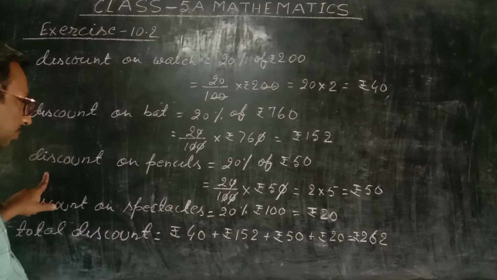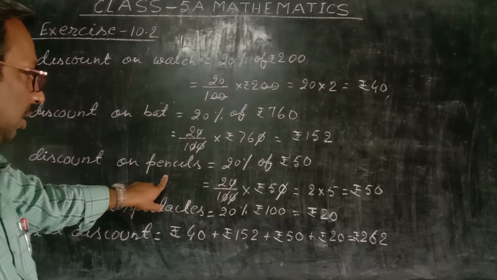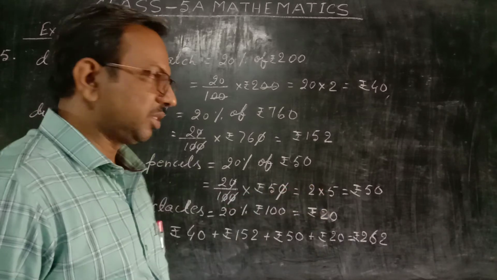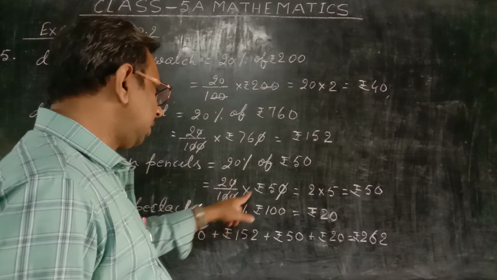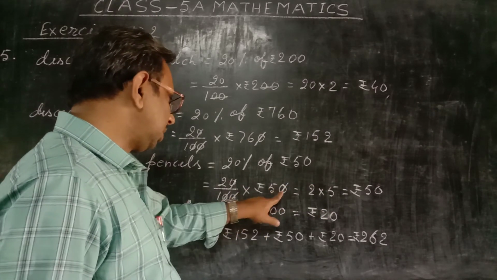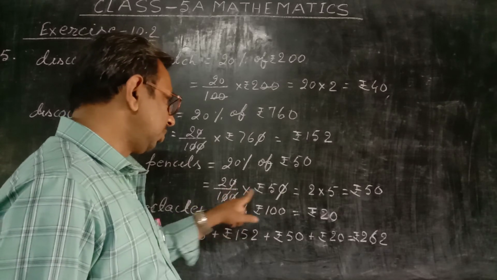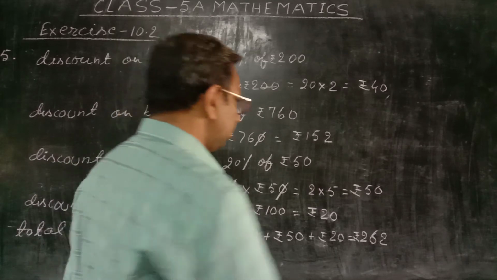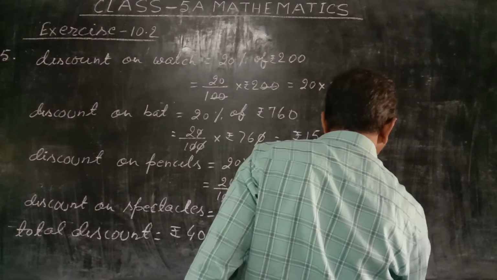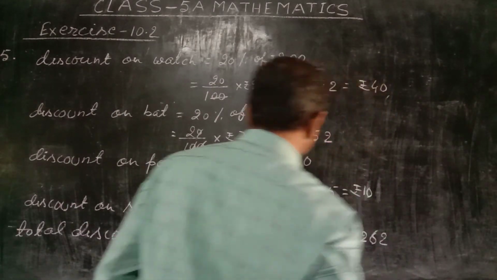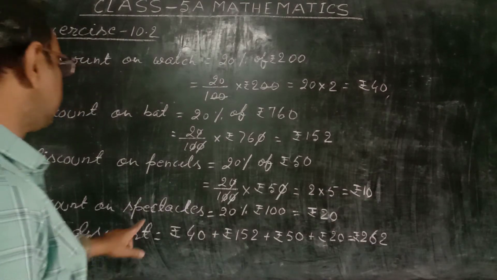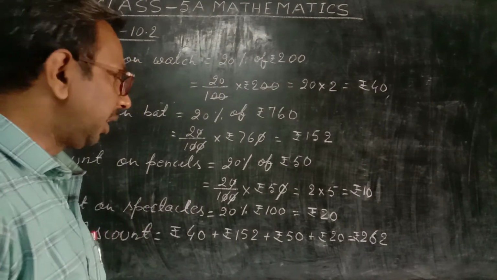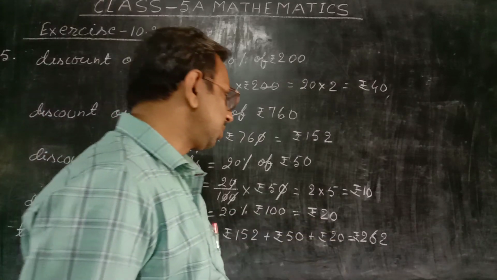Now come to discount on pencils. 20% of rupees 50. Rupees 50 is the cost of the pencil pack. Now 20 by 100 into rupees 50. This 0 cancel, this 0 cancel. 2 into 5 equal to 10. Now discount on spectacles equal to 20% of 100. So 20 by 100 into 100. 100 cancel, 20 is left, rupees 20 is the discount.